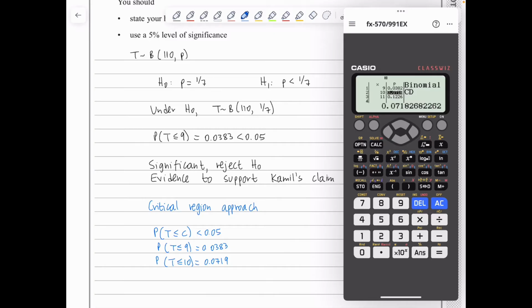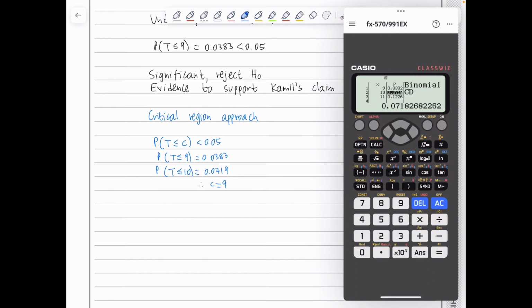Therefore, we conclude that the critical value C is equal to 9 because it's that value that gives you a probability which is less than 0.05. Please note that the examiner wants to see this working to award the marks here, and therefore we conclude that the critical region is any value of t which is less than or equal to 9. So the critical region is t less than or equal to 9.